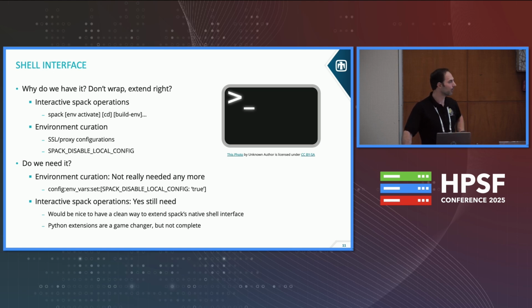Joe Fry implemented this PR that allows you to set environment variables now in your Spack environments. So when you activate it, you can modify your shell environment. However, we still need the interactive Spack operations because we need to activate our environment to get those shell modifications. There is this thing with Python where it's trying not to mess with your shell, and we want to get around that. So as a request, I think it would be nice to have a clean way to see Spack extend native shell interfaces. Kind of like the Python extensions, they are very important, but they are not complete.